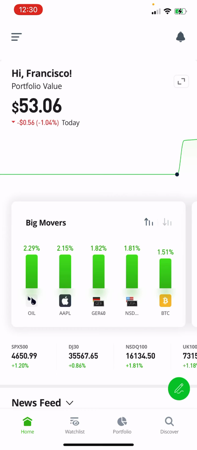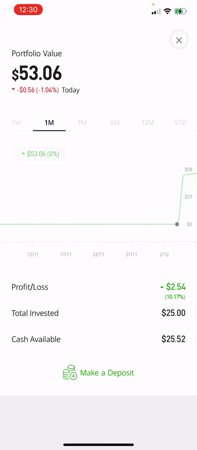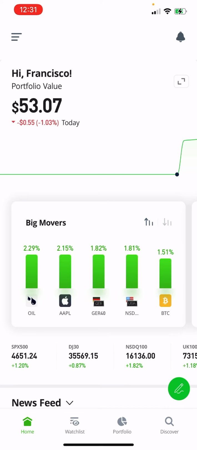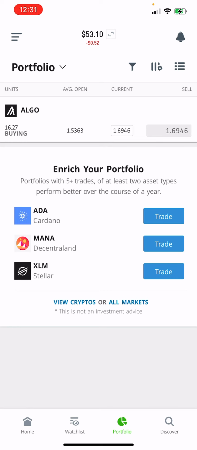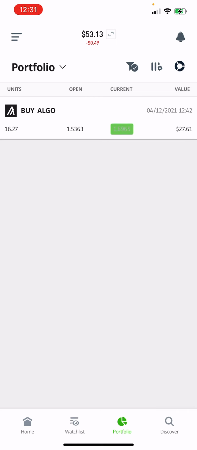So currently, my ADA has hit the sell order and is sold off. The algo has not yet. I put it around 1.7 something, so still waiting for this one to hit it.